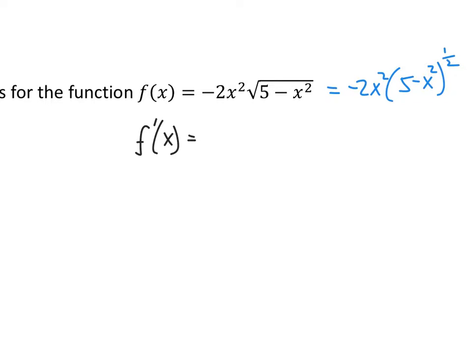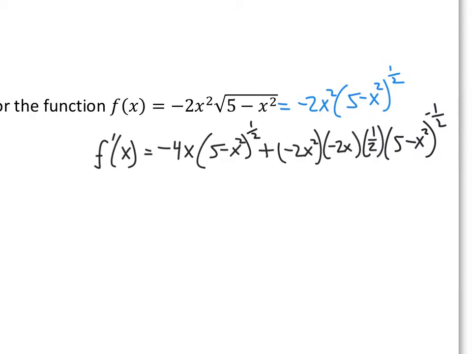Let's use the product rule. And here's our first derivative. So derivative of the first times the second plus the first times the derivative of the second, chain rule. We have -2x. Derivative of the outside. This is the inside. Derivative of the outside gives us 1/2. And times 5 minus x squared, -1/2.